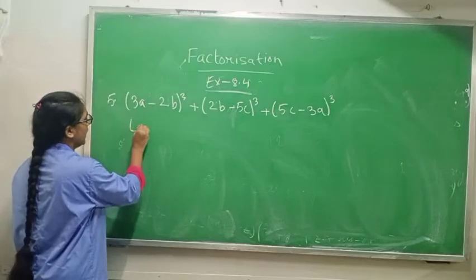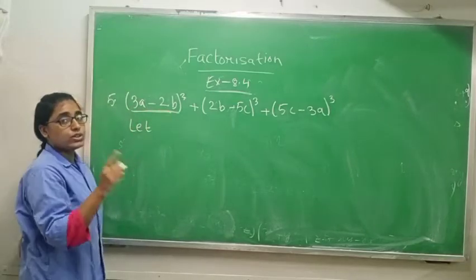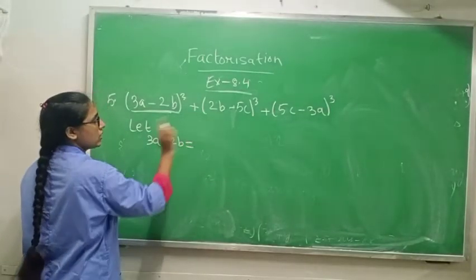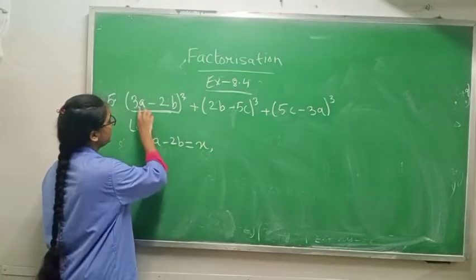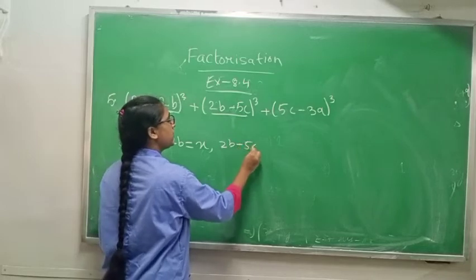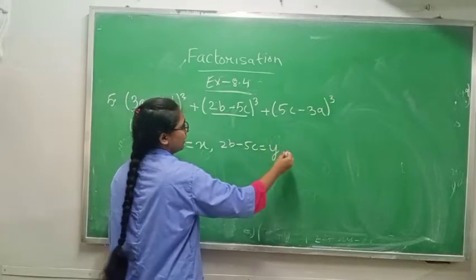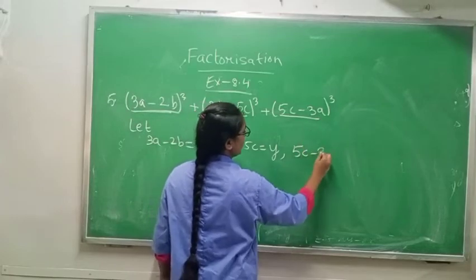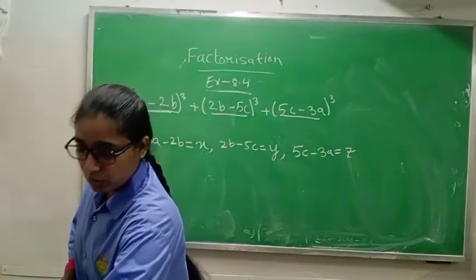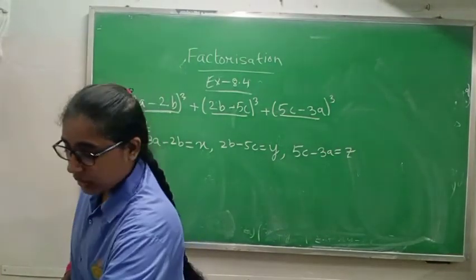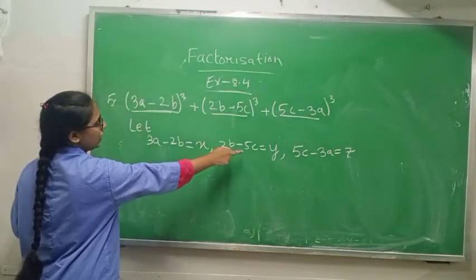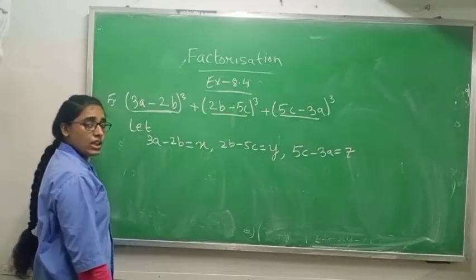First of all, you will let each inside part be one letter, always. Let 3a minus 2b equal to x, since a, b, c are already here, so I am writing x. Now let 2b minus 5c equal to y, and 5c minus 3a equal to z. Always in this type of question you will let some part of the question be a letter: 3a minus 2b equals x, 2b minus 5c equals y, 5c minus 3a equals z.